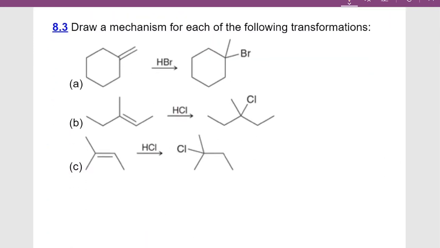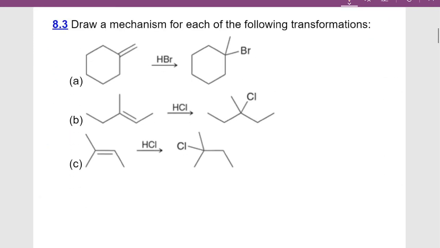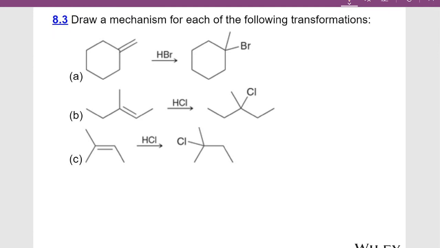So let's draw a mechanism for these transformations, okay? So for A, I didn't put these each on their own page, so we'll have to redraw them if we go through all of them. I may not do all of them. Okay, so what are we doing? We're adding, what happened here? We added HBr across this double bond. We added Br to the left and H to the right, right? And so why does that happen?